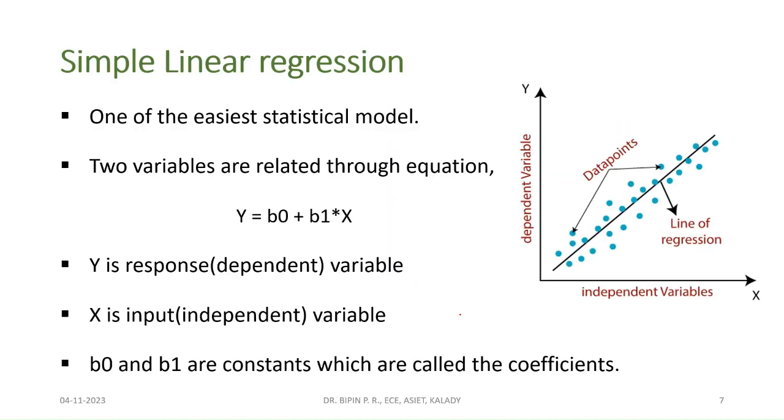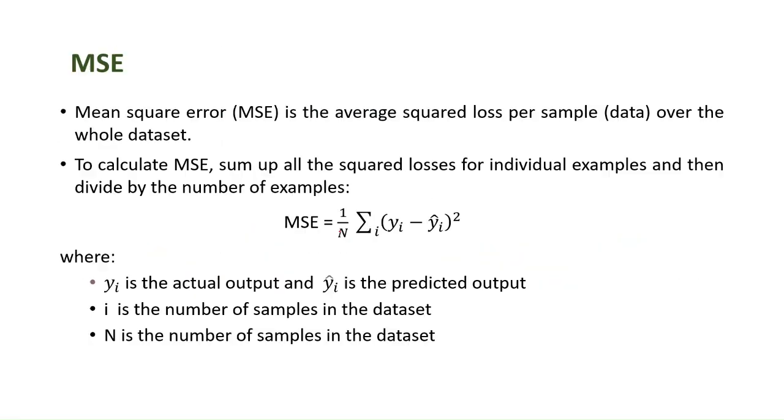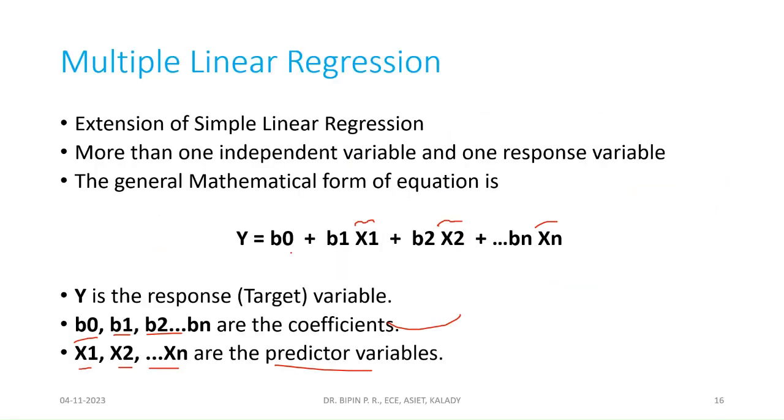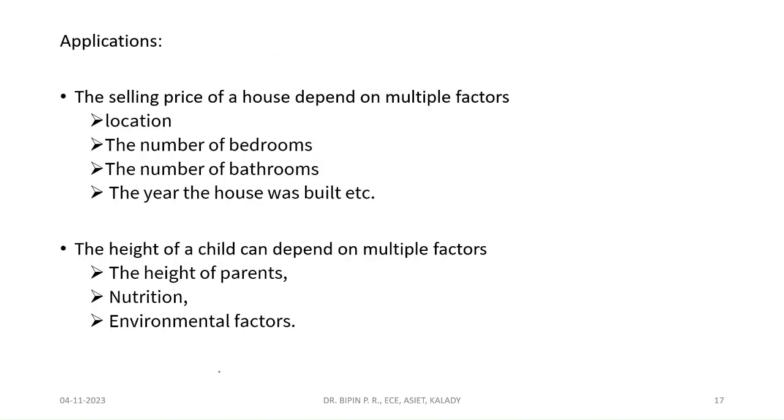So this is the equation for simple linear regression: Y is equal to B0 plus B1x. Now when it comes to multiple linear regression, the equation becomes B0 plus B1 x1. So instead of x, here is the first input x1, plus the next coefficient with the second input x2, plus and so on, up to the last. I have shown some examples also.